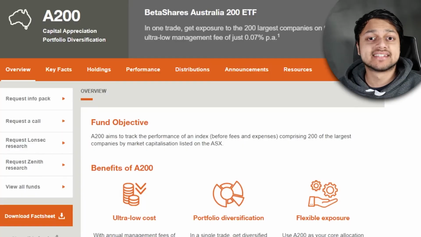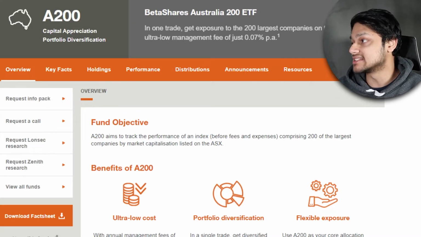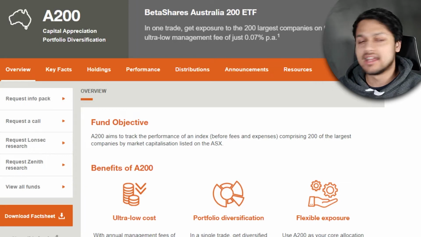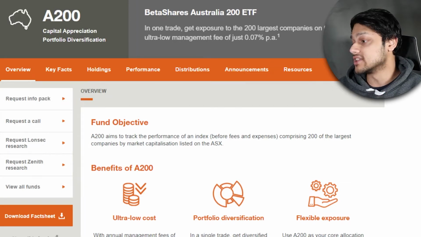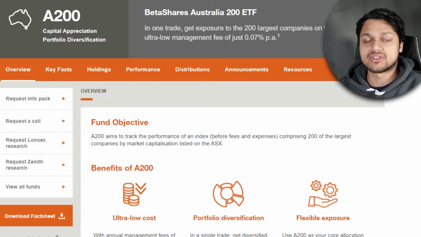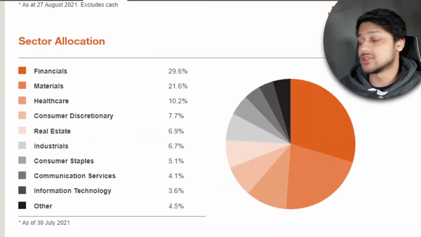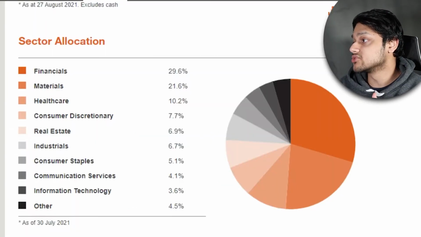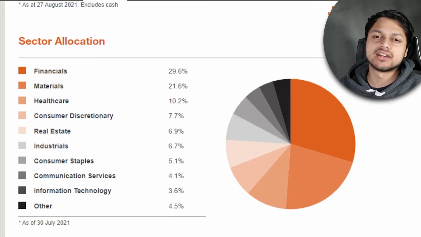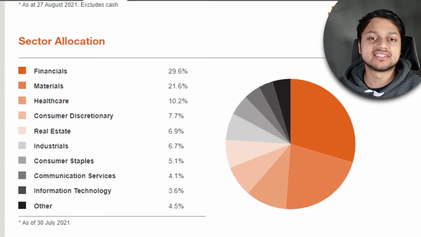So as a very simple example, let's have a look at A200, which is a very popular ETF to track the ASX 200 index, and we can see some high level facts like the fees, which are 0.07%. It's very minimal. The geography of the ETF is of course Australian because it's tracking the Australian index. And the holdings for the ETF are mostly financials and materials at about 50% combined. And the performance of the ETF is going to be mostly in line with the ASX 200 index.